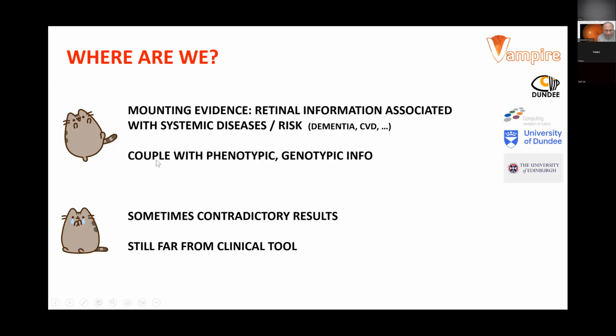The really interesting thing, and this is part of the good news, is that it seems also that information extracted from the retina, if coupled with other phenotypic and genomic information, can strengthen the prediction and make it more accurate. So there is more good news, but these are, to me, the two main things. There is some bad news, which makes the cat cry. One is that at the moment, there are still contradictory results reported in the literature.